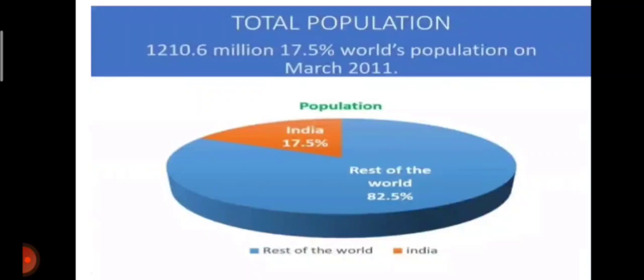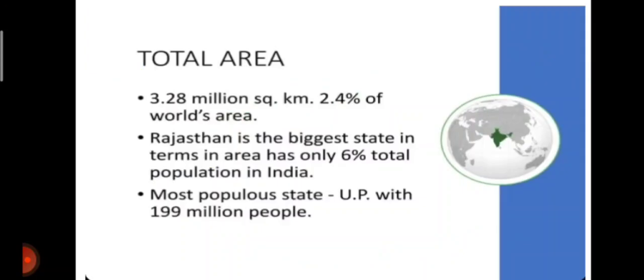You can see in the pie diagram, this is the total population of the world, 1,210.6 million, while India's portion is 17.45% of the world's total population. The total area, 3.28 million square kilometers, is 2.4% of the world's area. Rajasthan is the biggest state in terms of area, but has only 6% of the total population in India.